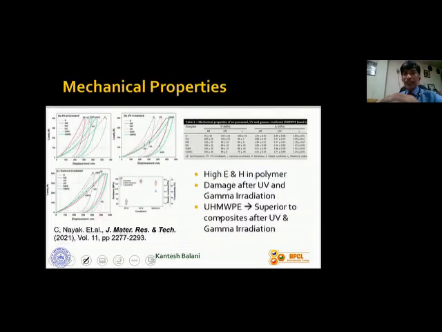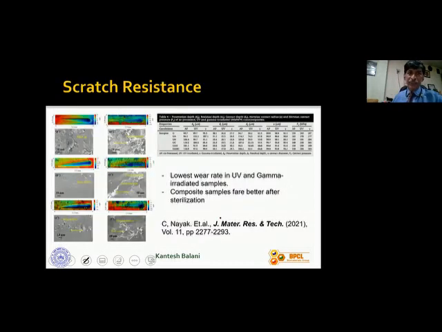We also saw that there is a decrease in the performance of the composites, whereas there is an enhancement in the performance of ultra-high molecular weight polyethylene without any additive. And that is only in terms of mechanical property, like hardness and elastic modulus. But when it comes to tribological property, things are a little different. So the scratch resistance actually gets enhanced in the composite because they provide certain reinforcements and lubrication, which is not there in polymer alone. And the damage also gets sustained after the UV and gamma sterilization.